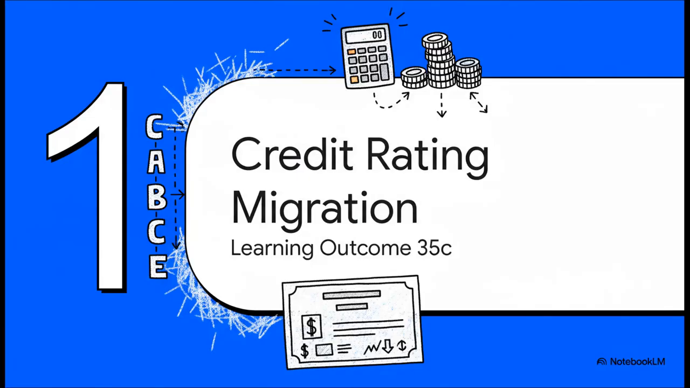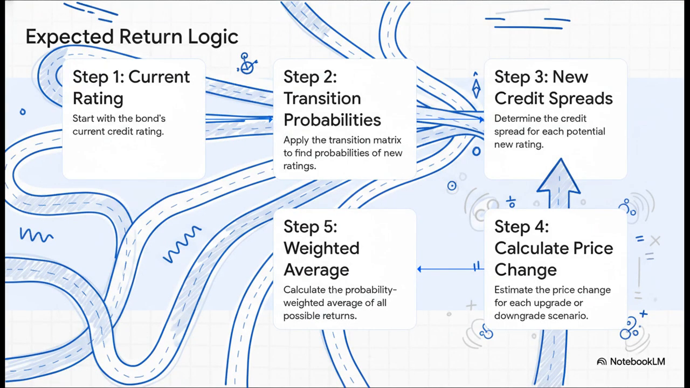Okay, first up, we're going to conquer learning outcome C. This is all about calculating a bond's expected return when its credit rating decides to, well, move around. Think of this as your roadmap, your step-by-step guide. We start with the bond's rating right now. We look at all the possible ratings it could have a year from now, and then we crunch the numbers to get a single probability-weighted expected return. It's a really logical flow.